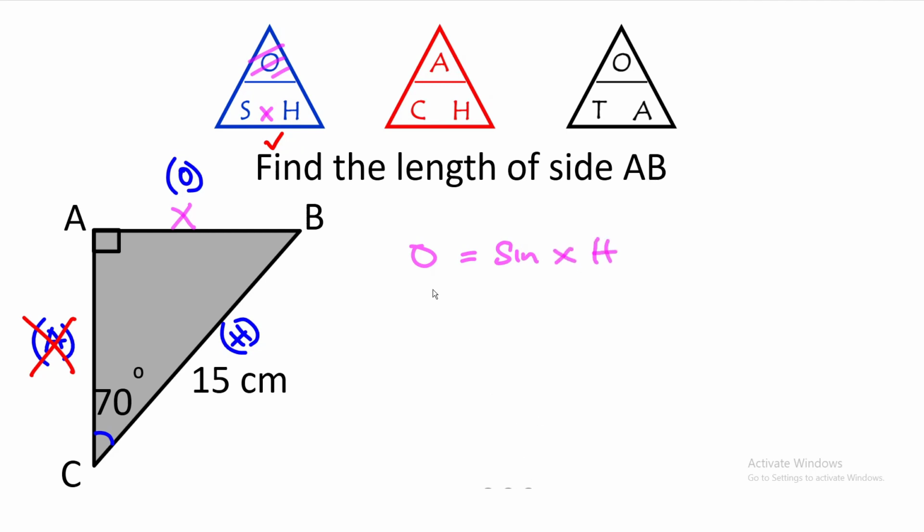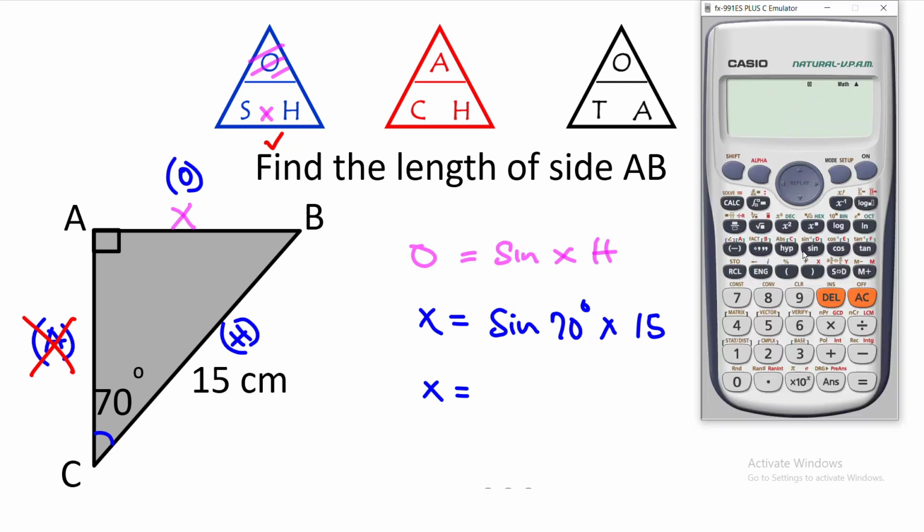Next, we take the values of this labelled side opposite from the main triangle, which is side X, and then equals the sine of the angle. The angle here is sine 70 degrees. And then multiply that by the hypotenuse here, again, which is 15 centimeters. Then we punch these values into our calculator: sine 70 degrees, okay, and then times 15.